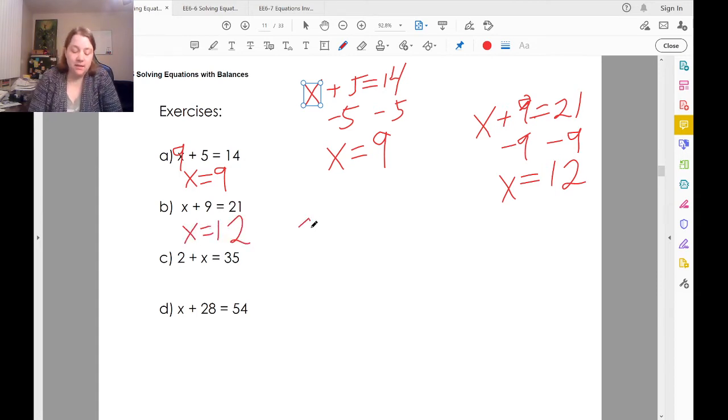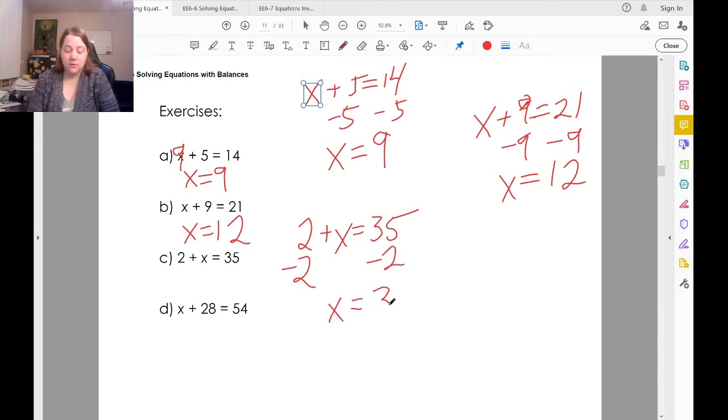Letter C, we have 2 plus x equals 35. Well, I need to get x all alone, so I know what x equals, so I'm going to get rid of the 2. Subtract 2 away. X equals 33.